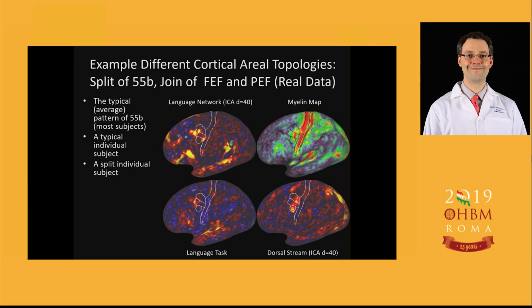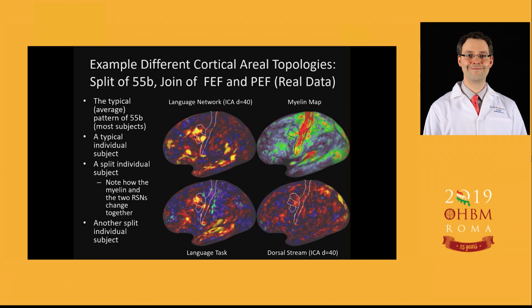If we look at a split subject, though, here we have two hotspots of functional activity, or functional connectivity, at 55B, and between them you have an absence of this. In that location of absence, we have high myelin, we have connectivity to the visual stream network, dorsal visual stream. So see how these things change together.